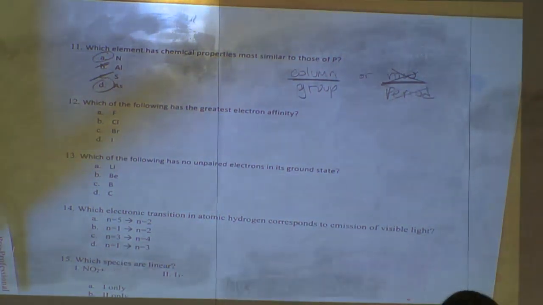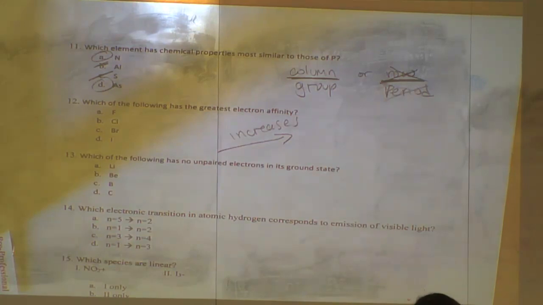So now, which has the greatest electron affinity? Looking at these elements, F, Cl, Br, and I, what do we know is the trend for electron affinity? Which direction does it increase in? Nice. So up and to the right, it increases. So which one of those elements is up and to the right? Fluorine? We all agree with fluorine? Is that the most up to the right?